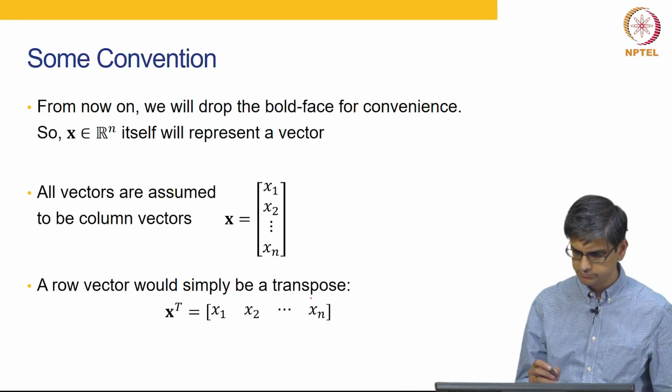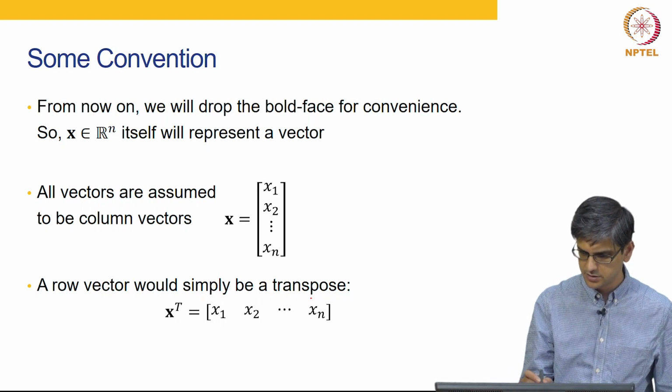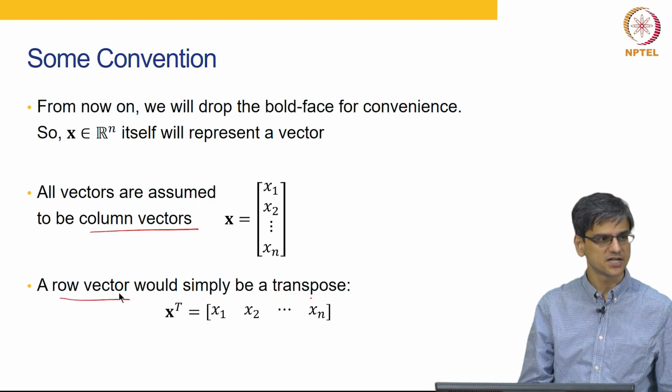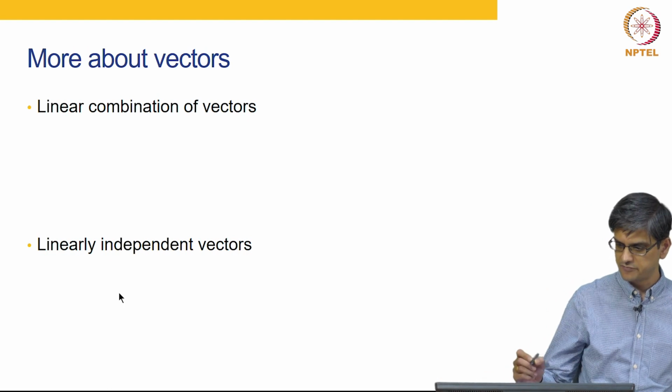We won't drop the boldface. We will keep the boldface for this course. As I said, all vectors are assumed to be column vectors. Row vectors will simply be a transpose. Linear combination of vectors.